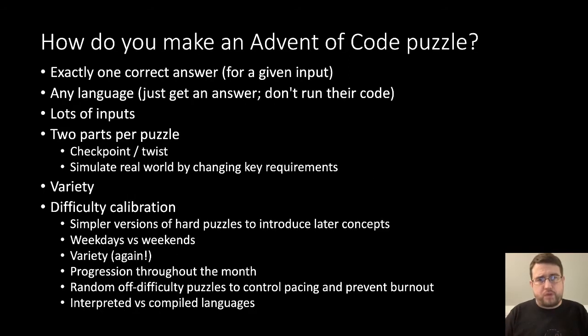So, for an Advent of Code puzzle in particular, I have a bunch of extra constraints. There's always exactly one correct answer for any given input. There's a whole bunch of different inputs, and each one of them has exactly one answer. So there's never a case where you need to give the number of things, but it could either be this or this. There's always exactly one situation.